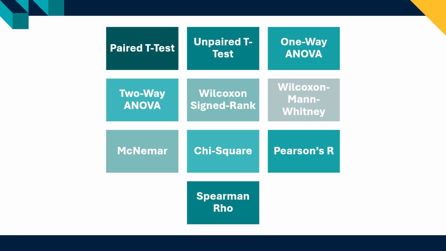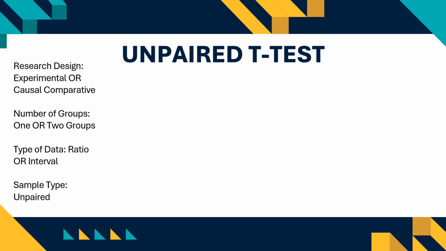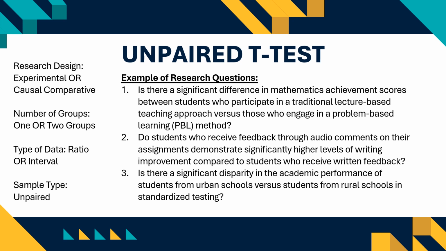Next we'll look at the unpaired t-test. This is the data analysis method that you'll use if you're using experimental or causal comparative research. You have 1 or 2 groups. The type of data that you're using is ratio or interval, and the sample type is unpaired. Some examples of research questions are, is there a significant difference in mathematics achievement scores between students who participate in a traditional lecture-based teaching approach versus those who engage in a problem-based learning method?